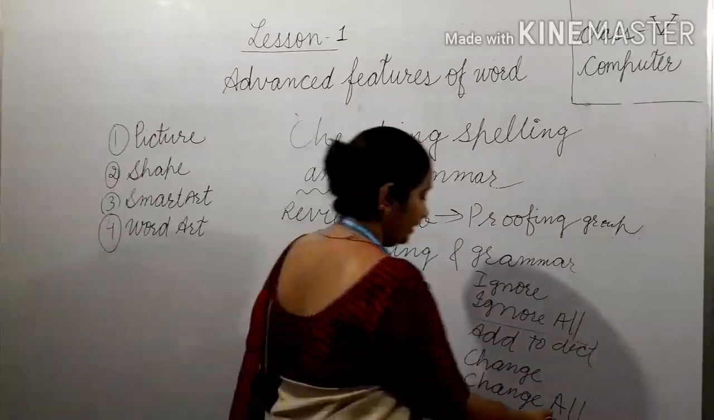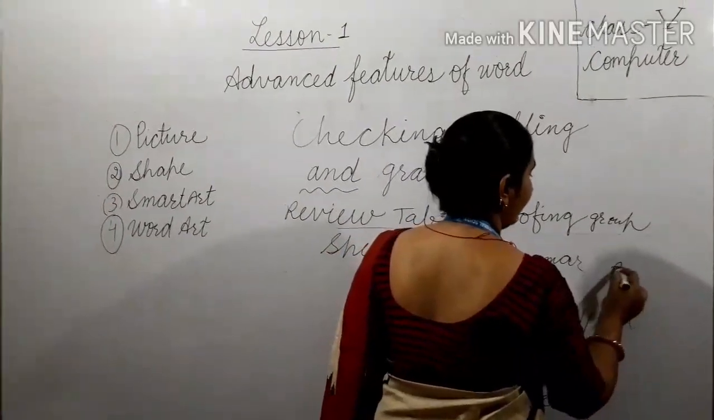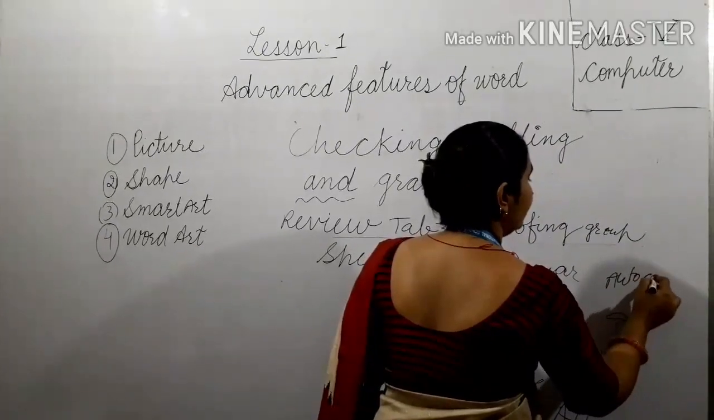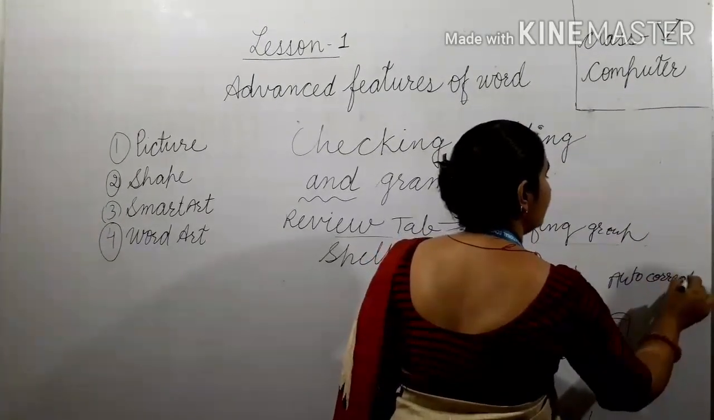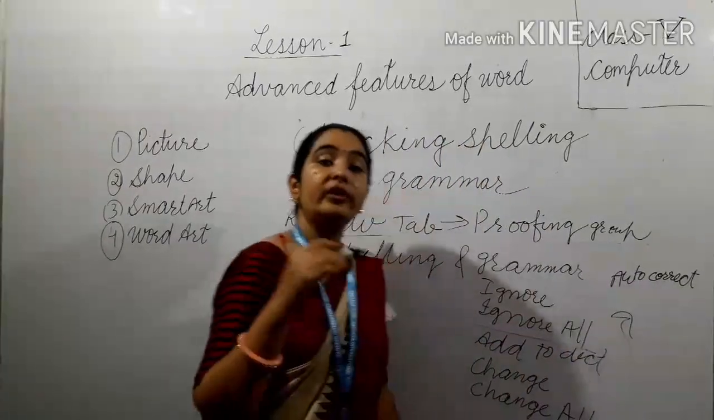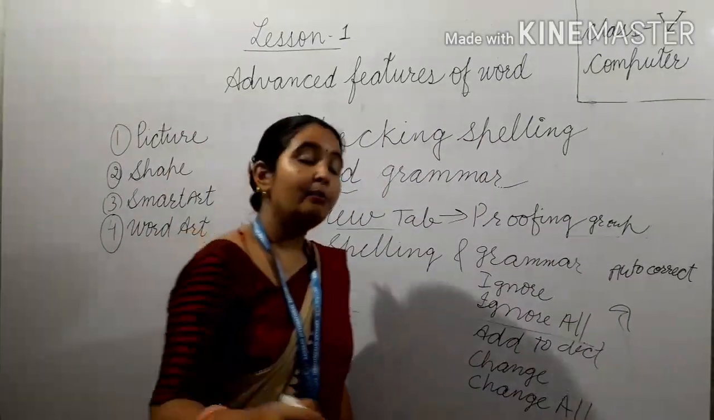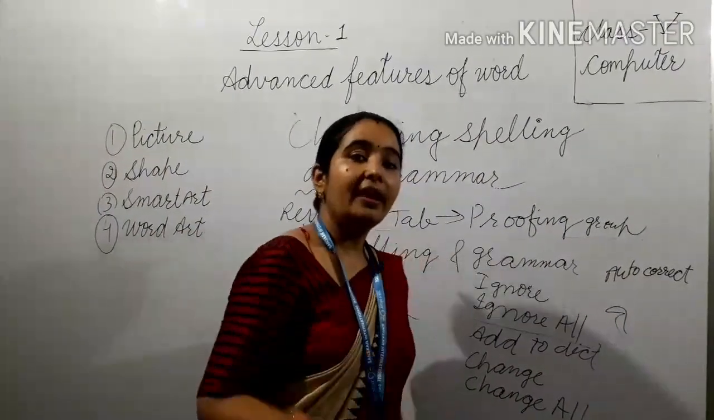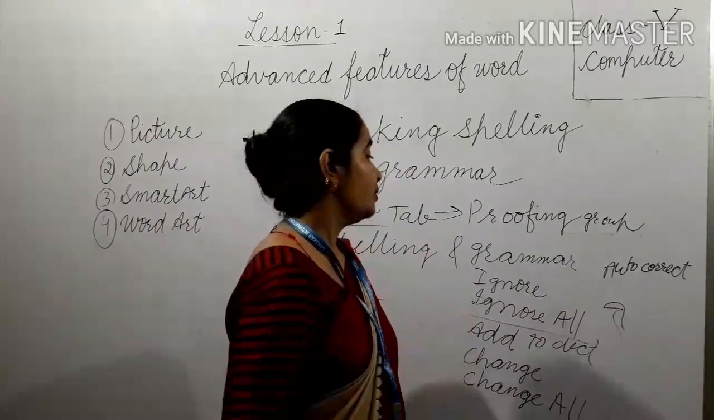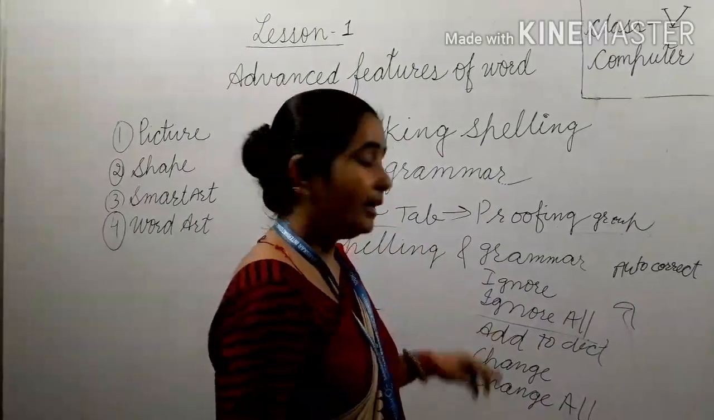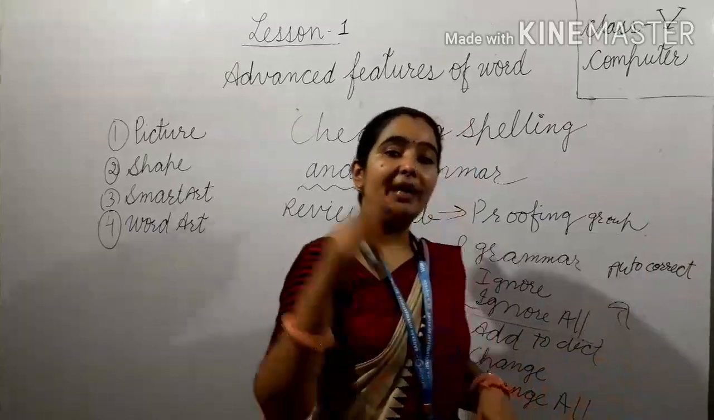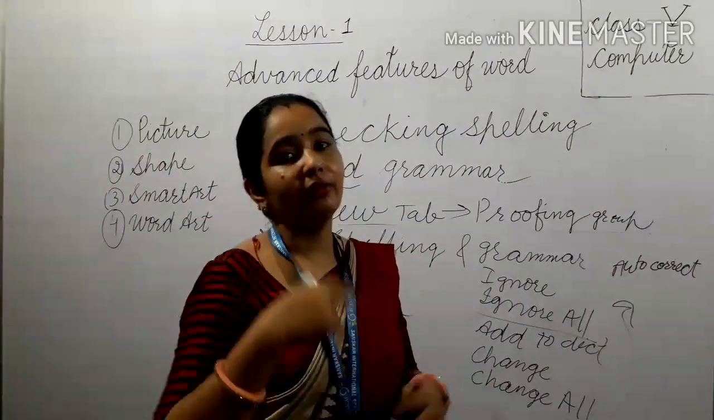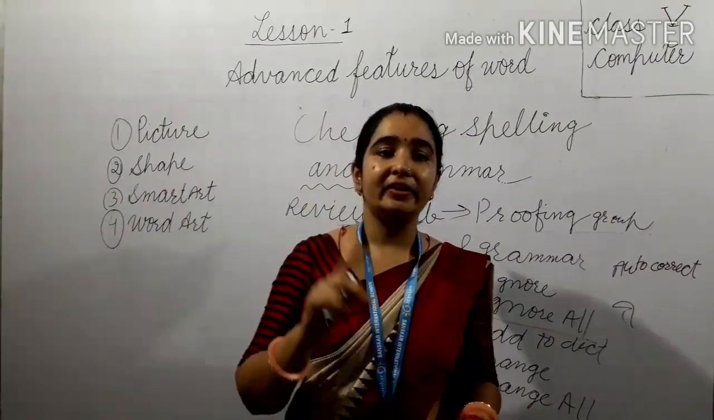Third option you will get here is auto correct. Auto correct में क्या होता है, जब जब ये spelling आएगी computer will automatically correct it. Maybe you have the habit of writing the wrong spelling, so you can, while clicking on auto correct, वो spelling जब आएगी और आप wrong करोगे, computer will automatically correct it.